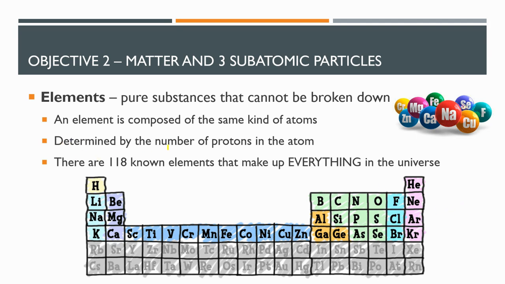But the elements are determined by the number of protons. This particular periodic table doesn't have numbers on it, but hydrogen has 1 proton. So if an atom has 1 proton, it's hydrogen. Helium has 2 protons. So if an atom has 2, it is helium. If that proton number changes, then it's a different element. And so these are your pure substances that essentially make up everything in the universe.